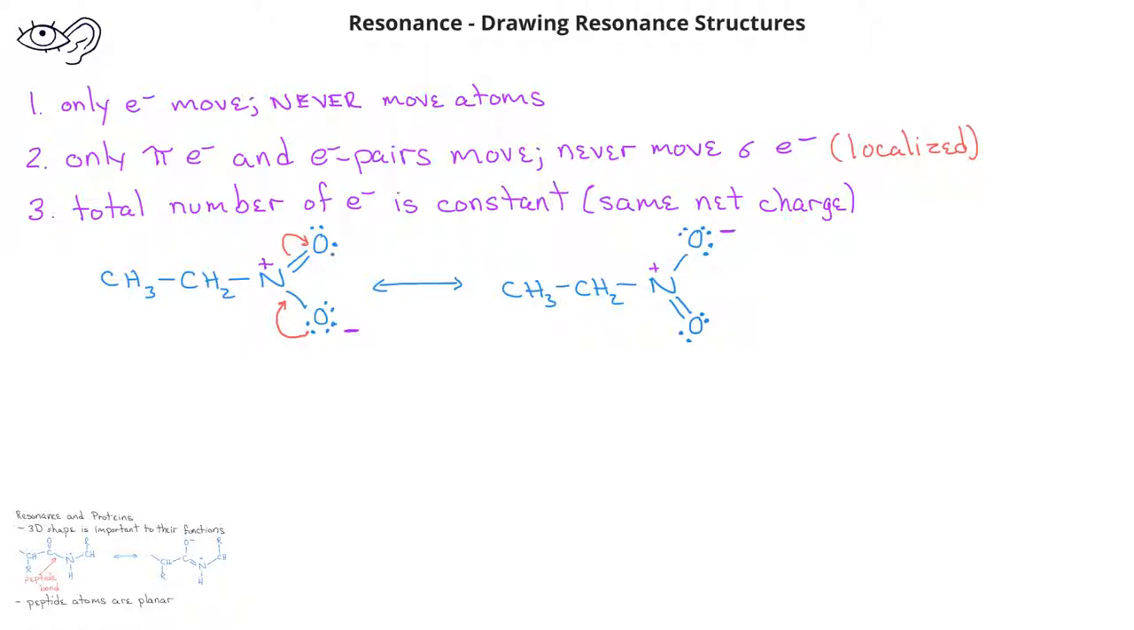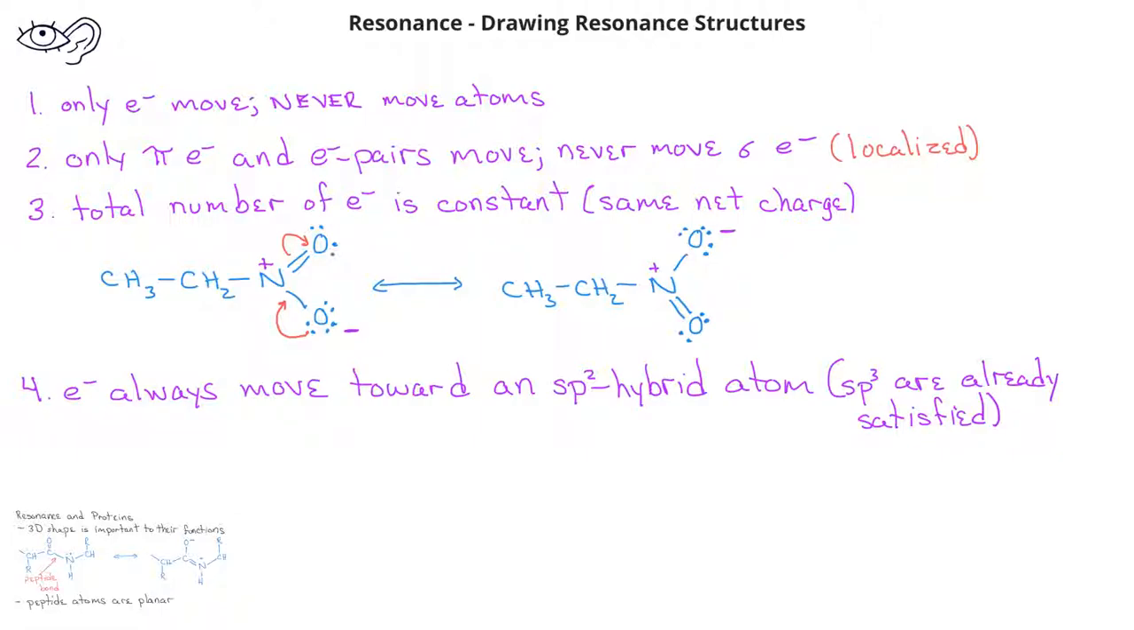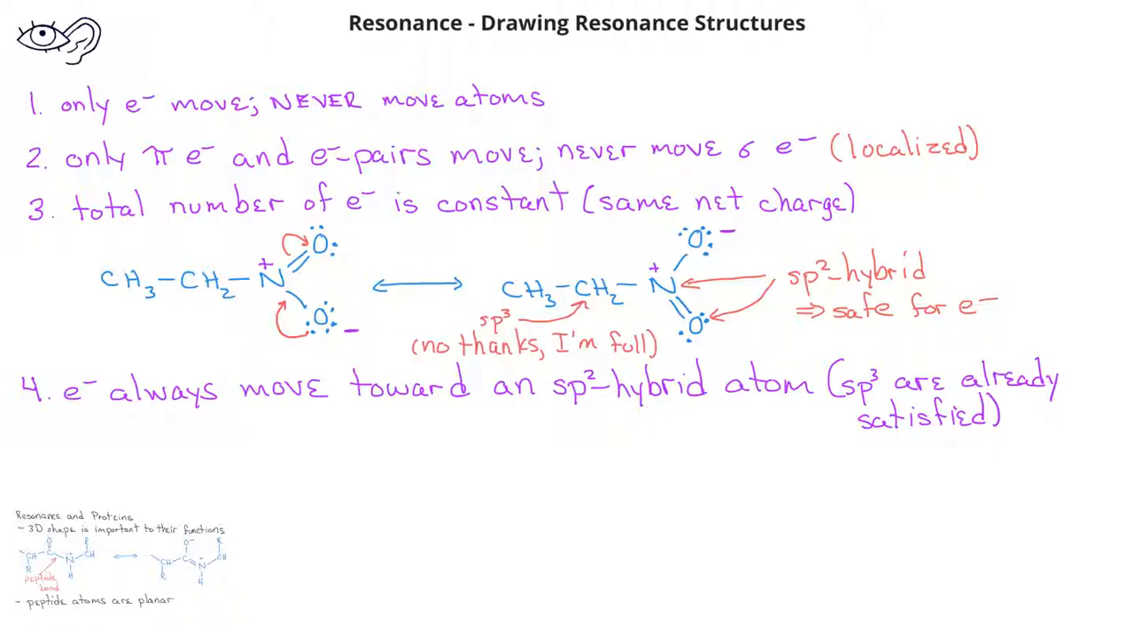The fourth rule is that electrons always move toward an sp2 hybrid atom. The reason for this is that sp3 atoms already have an established octet and cannot take more electrons.